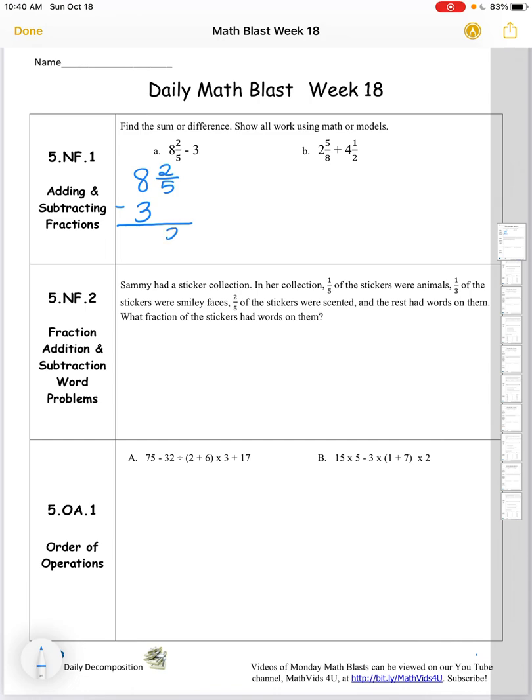units, the fractional parts. So I have 2/5 minus nothing is 2/5. 8 wholes minus 3 wholes is 5 wholes. 5 2/5 is the difference, the answer to my subtraction problem.